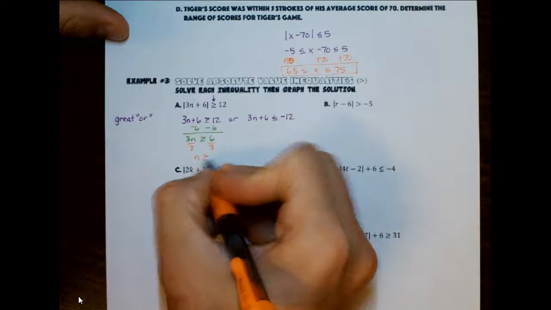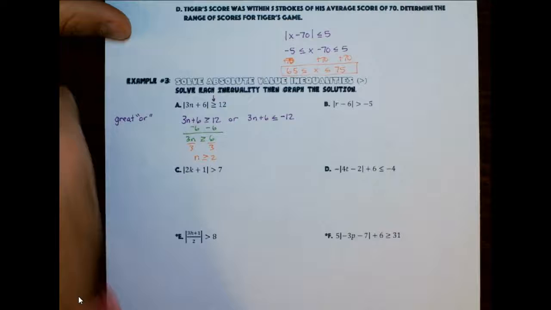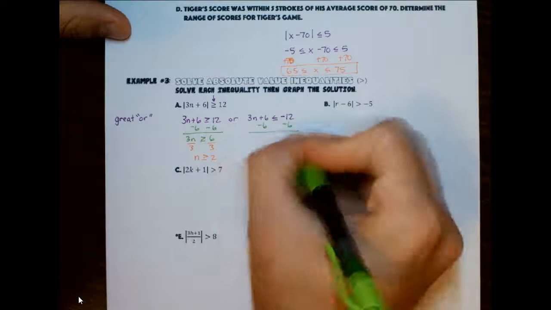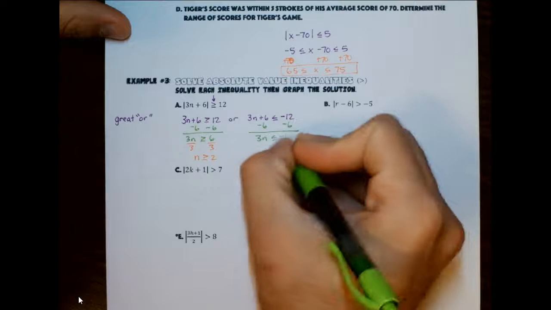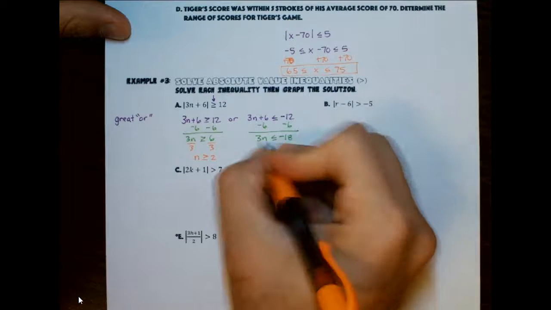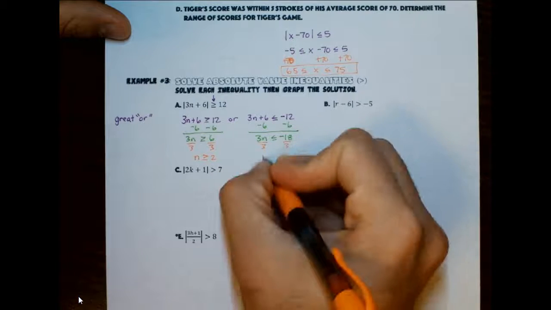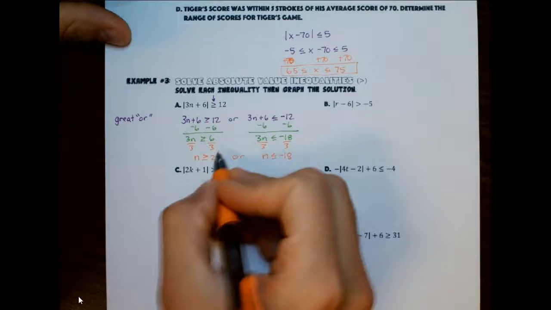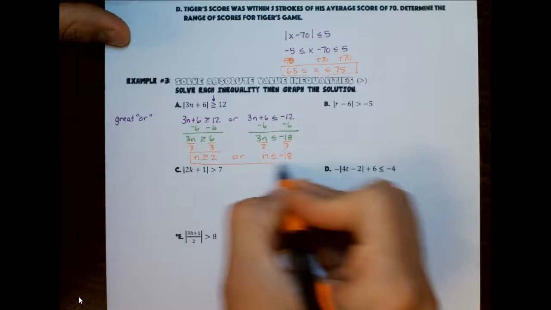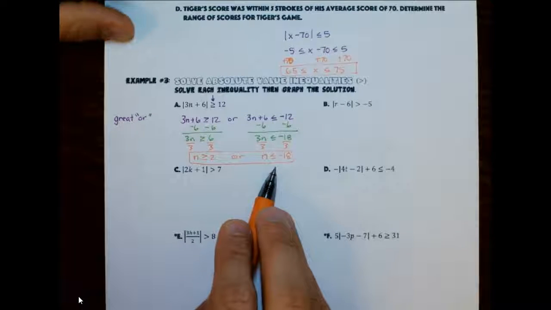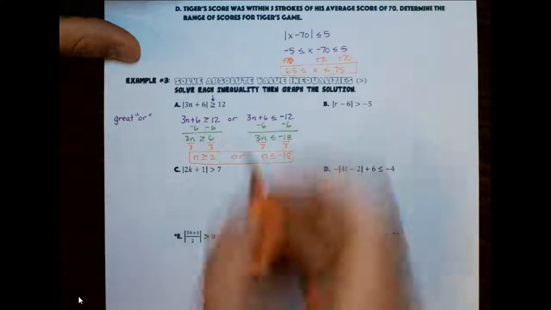And n is greater than or equal to 2. In this one, I would subtract 6 from both sides. So 3n is less than or equal to negative 18. Divide both sides by 3. And n is less than or equal to negative 6. So your solution is n is greater than or equal to 2, or n is less than or equal to negative 6. Now what does this look like on a graph?